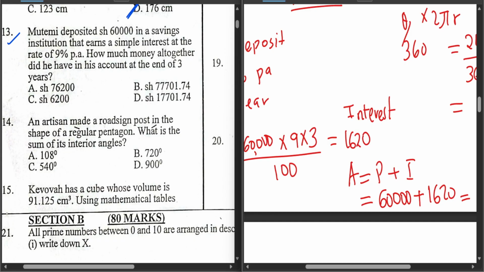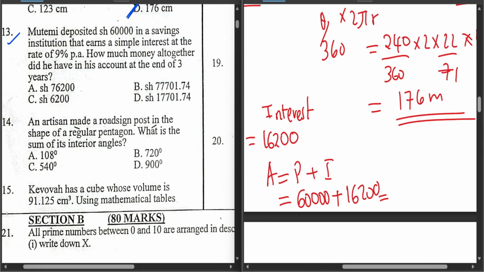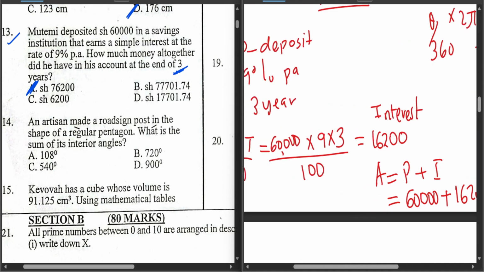60,000 times 9 times 3 over 100 is going to give us 16,200. So obviously our interest is 16,200. If you take 60,000 plus 16,200, it's going to give us 76,200 Kenyan shillings. If they were using compound interest, most probably your answer would be somewhere here. But for now, they're not using compound interest, they're using simple interest.